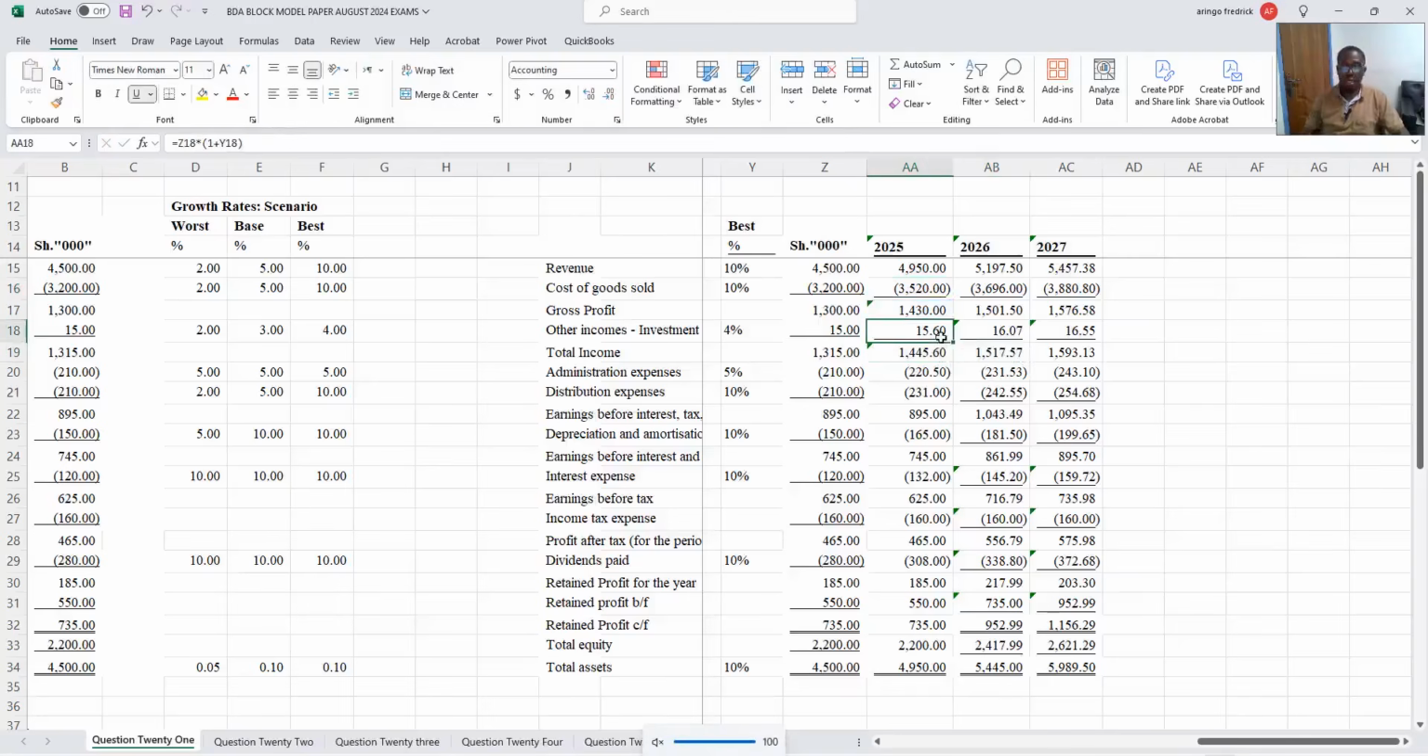We just copy paste our formula. This is to save our time. We copy paste our formula. I'll be having it at that point, making sure that it's right. We copy paste our summation. So earnings before tax.